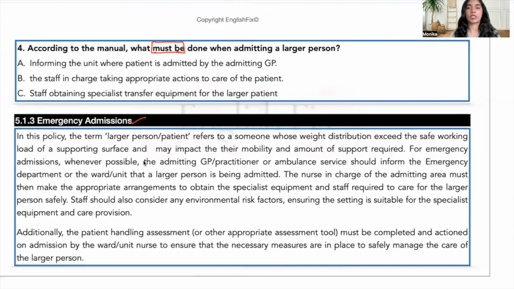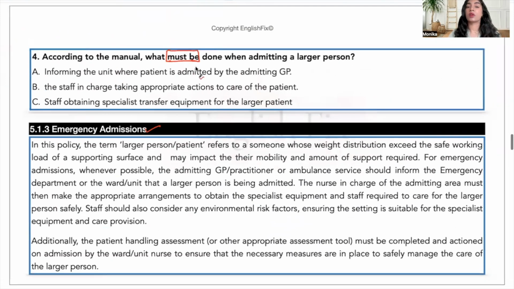Coming back here to the question. So according to the manual, what absolutely has to be done when, not before, not after, but when you're admitting the larger person. I do have to say though, when you're admitting a larger person, it can sometimes be called as before admitting a person if you don't have that categorization separately. So we'll see what kind of categorization we have. But what do we mean by a larger person? Do we mean a person who's overweight?